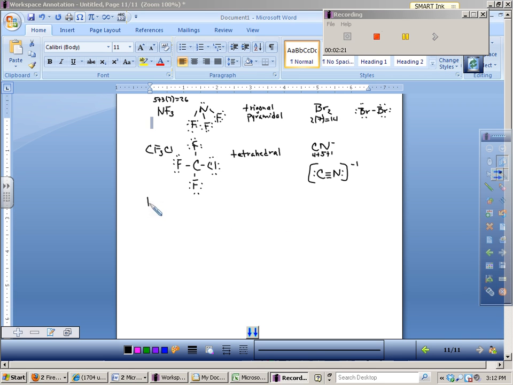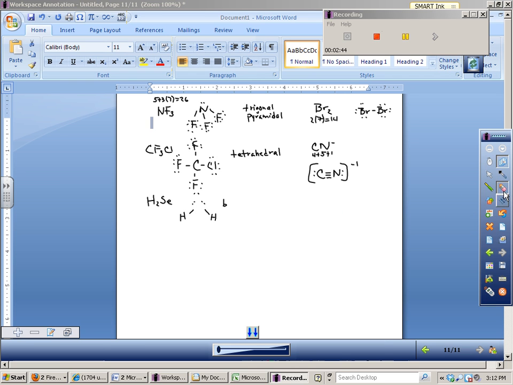The next one we have is H2Se. We recognize that selenium's in the same group or family as oxygen, so it's going to look like water. We said water was O with the 2 H's kind of hanging below and 2 lone pairs at the top. Oops, I even did that, didn't I? That should be Se in the middle, shouldn't it? And it's bent.